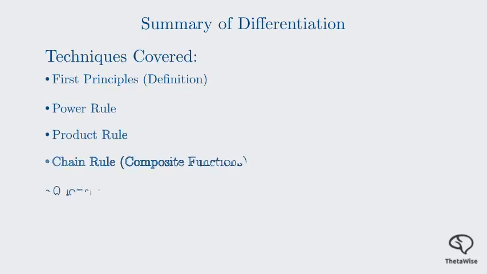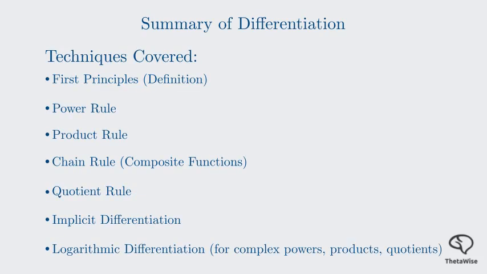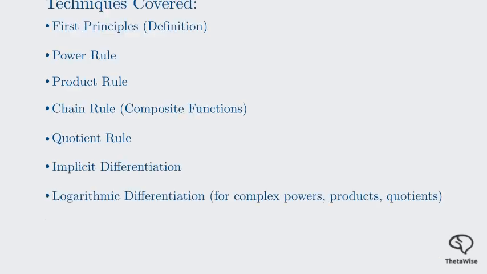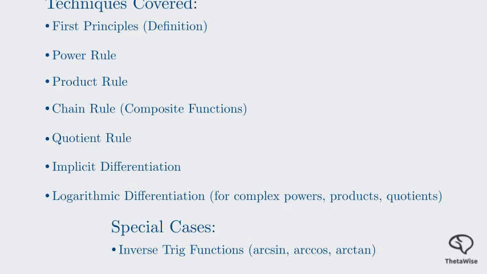So, let's take a moment to summarize what we've covered today. This will help you see the bigger picture of differentiation. We started with the definition of the derivative from first principles. While it's fundamental, we quickly moved to more practical differentiation techniques. We learned to apply the power, product, chain, and quotient rules. We then explored how to find derivatives of implicitly defined functions and, for complex expressions, how to use logarithmic differentiation. Finally, we touched on inverse trigonometric functions, understanding their properties and using standard formulas to find their derivatives.